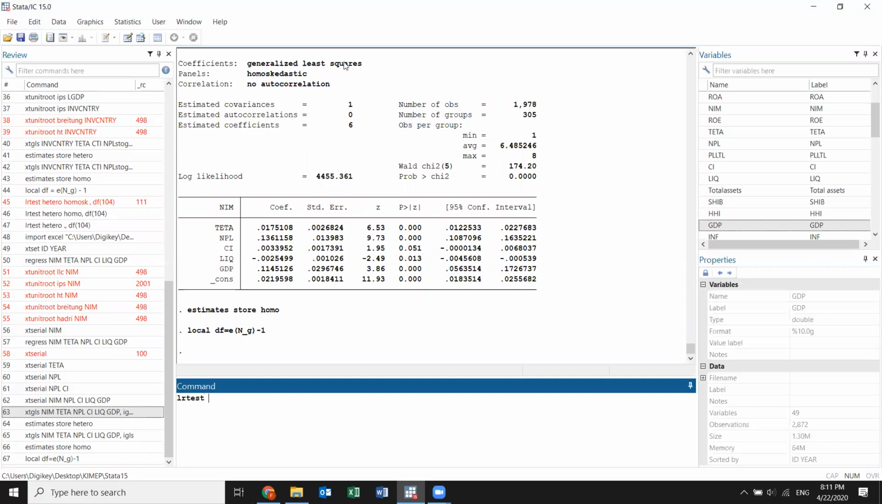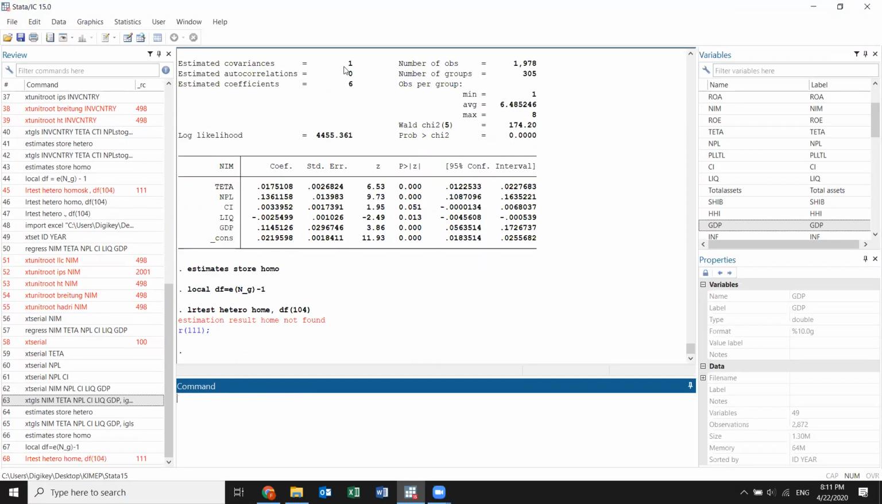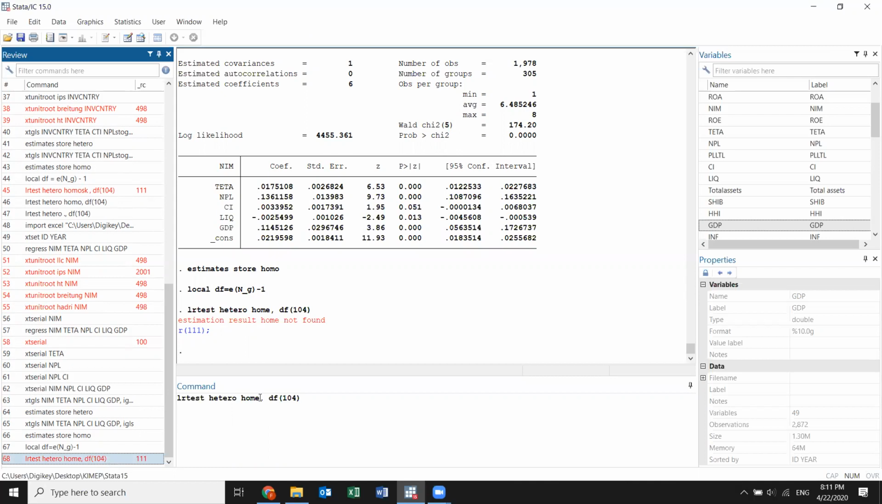Likelihood ratio test, LR test, hetero. We can put homo or dot. df 104. Estimation result not found, because I did... I guess you said homo, or you put homi. Oh, good.